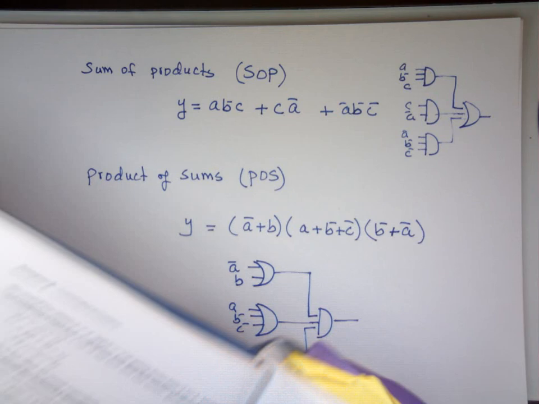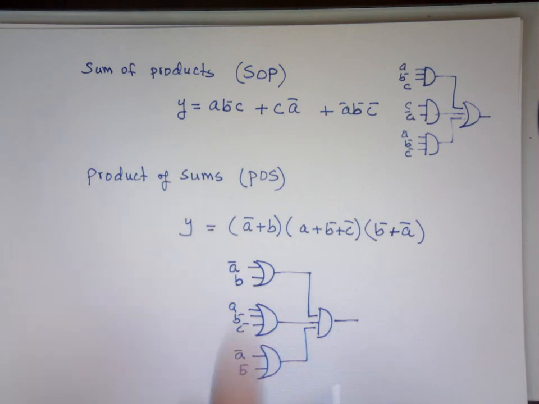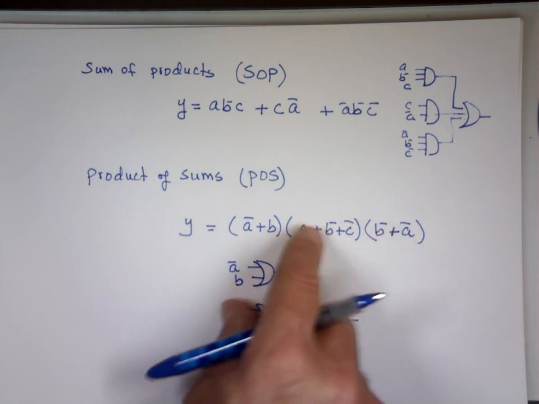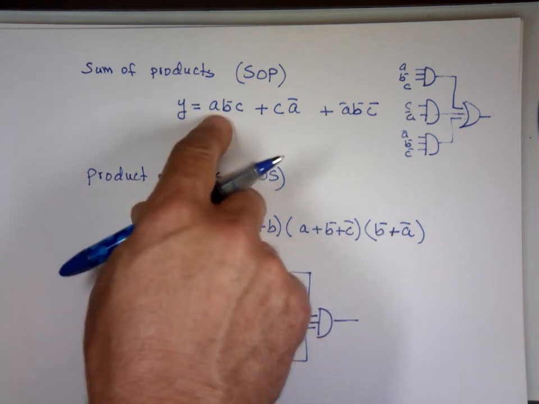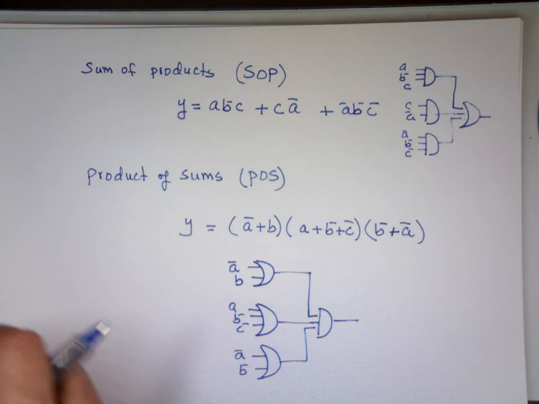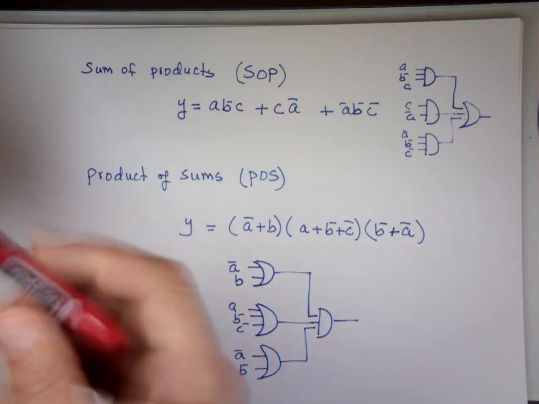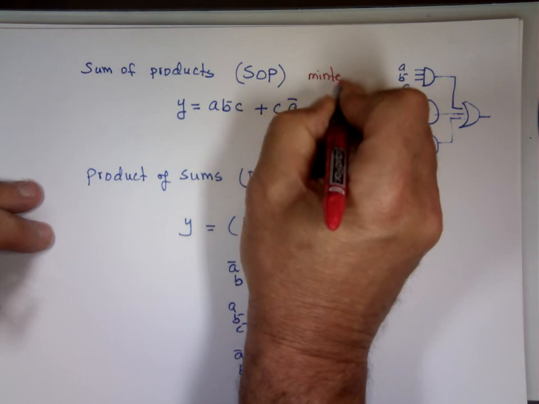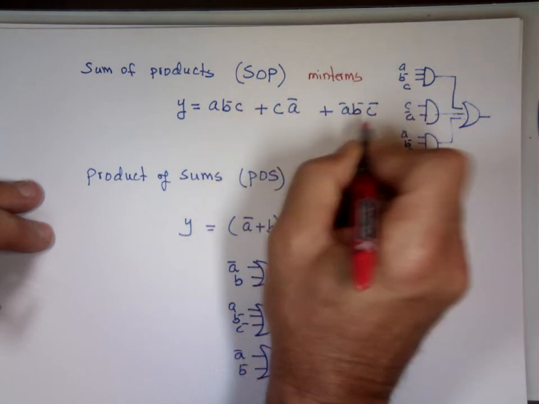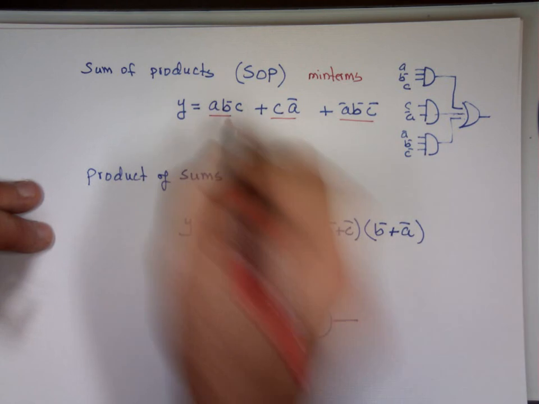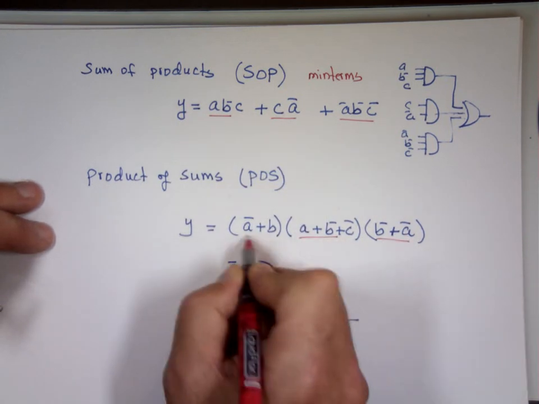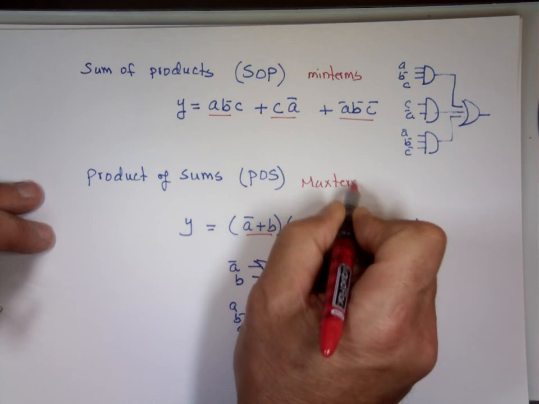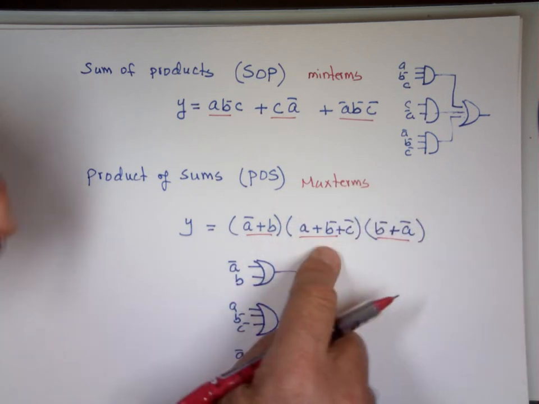Which page are you on? Page 46. That's called a max term. A standard sum term is called a max term, that's a max term, that's a max term. These are min terms. So sum of product, we're talking about min terms. Because each one of these is a min term. Each one of these is a max term. So if you hear something about max terms, they want you to write that as a sum.